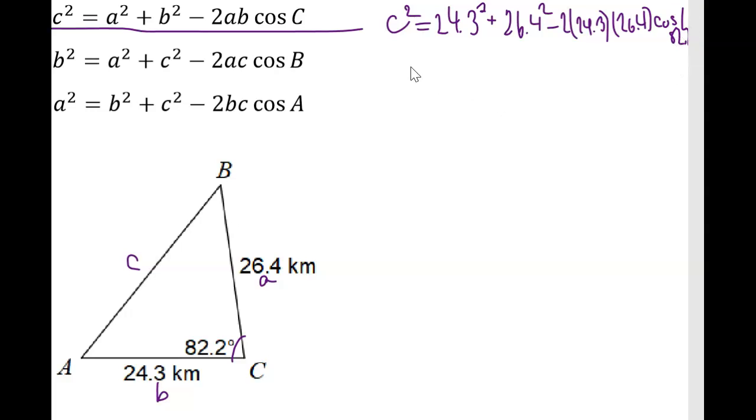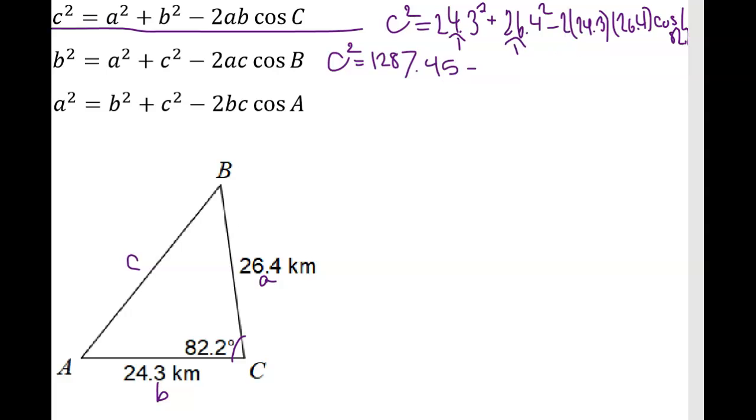So when we're doing this, we really need to follow PEMDAS. We're going to start with our exponents. So we're going to say C squared equals, and we're going to go ahead and do 24.3 squared plus 26.4 squared in our calculator. So 24.3 squared plus 26.4 squared, and that gives me 1,287.45, and I'm not rounding that.